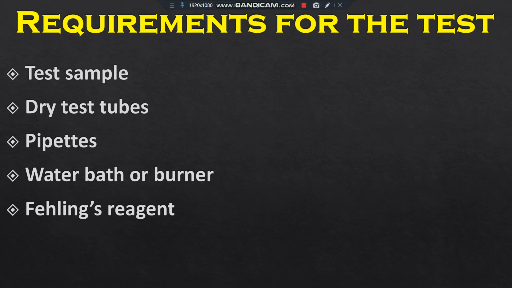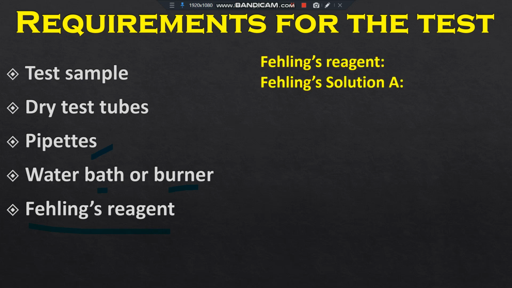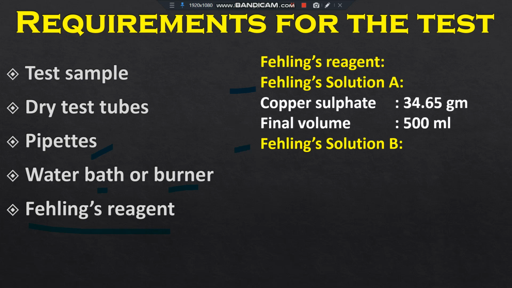What we require during the test: test samples, dry test tubes, pipettes, a water bath or burner to heat the mixtures, and Fehling reagent. This Fehling reagent is a mixture of two reagents, Fehling reagent A and Fehling reagent B. Fehling reagent A is prepared by dissolving 34.65 grams of copper sulphate in 500 ml of distilled water.